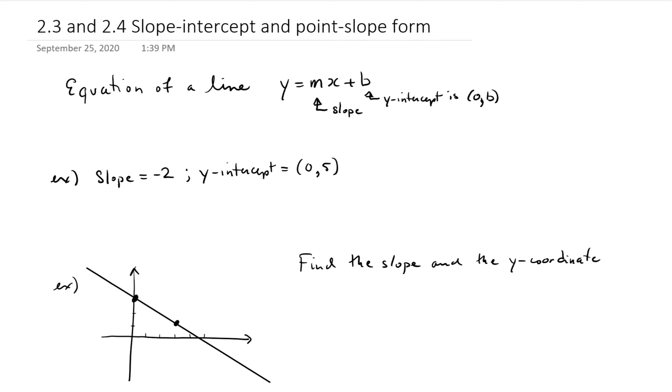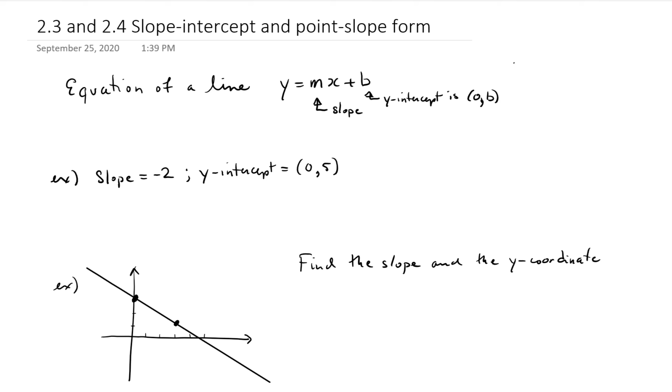In this section, we look at actually two sections, 2.3 and 2.4, that we do at the same time, and we look at two ways of writing down the equation of our line. Now we've seen the form y equals mx plus b for the equation of a line, and we know that the coefficient in front of x is the slope, and the b is the y coordinate of the y-intercept. So the y-intercept is (0, b).